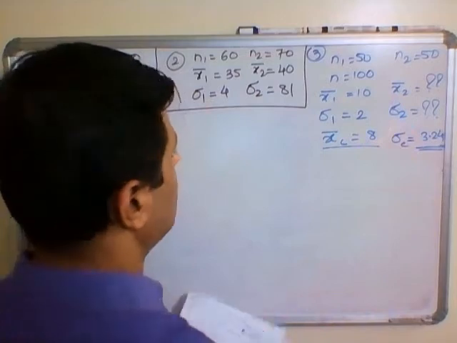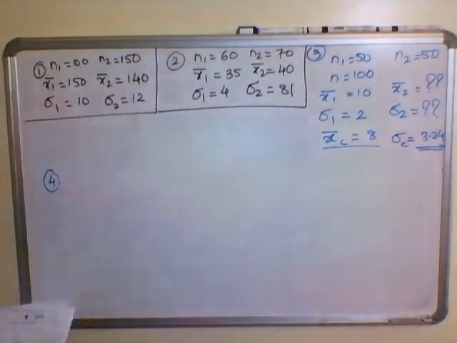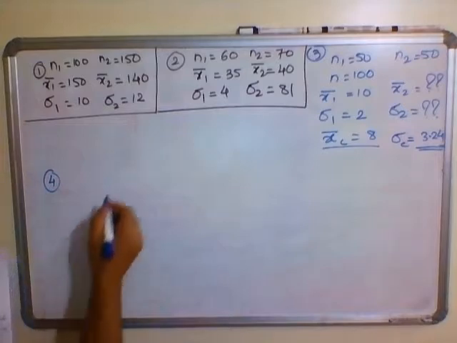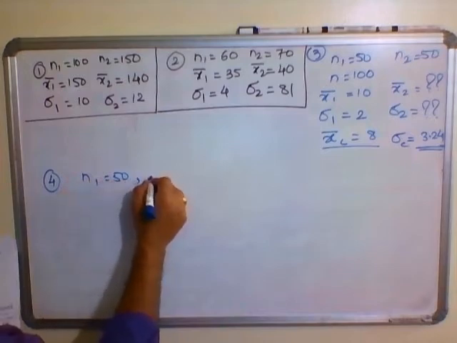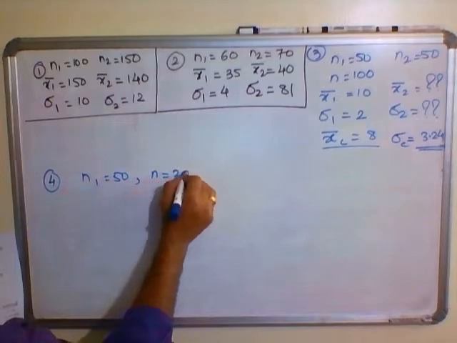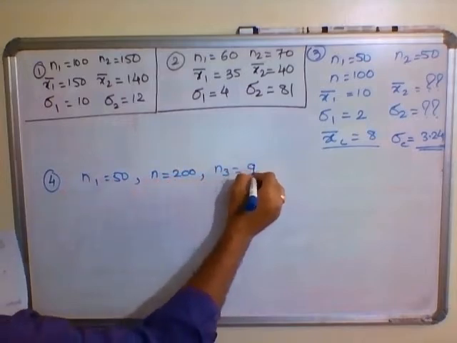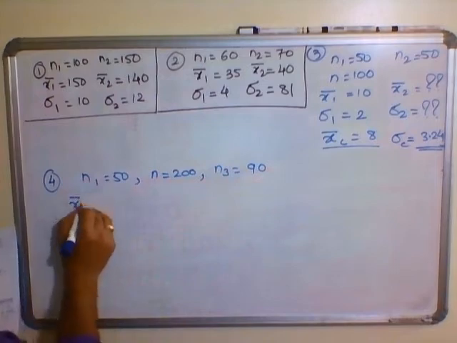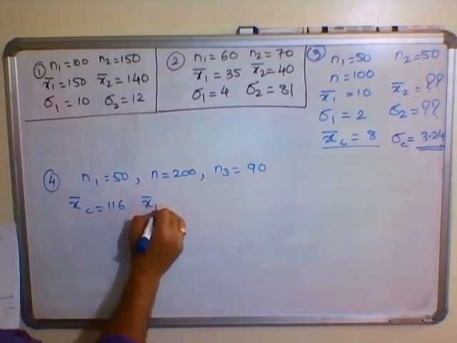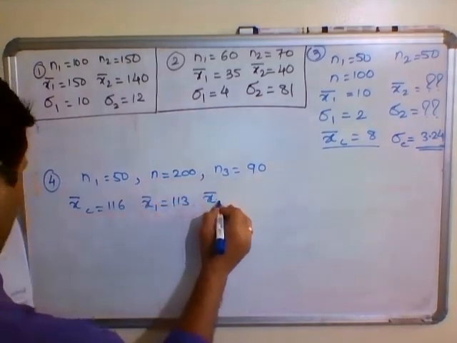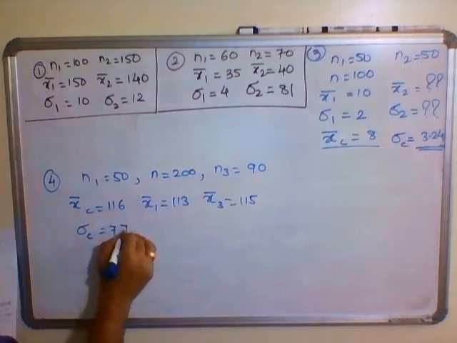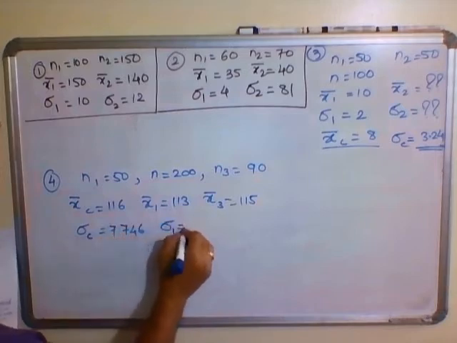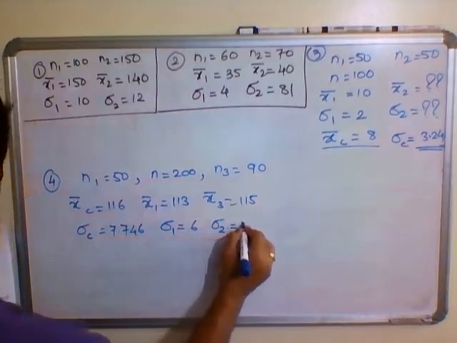Okay. Now the last sum for you to solve. Fourth sum. n1 is equal to 50. Then we have n is equal to 200, n3 is equal to 90. Then we have combined average as 116. Average of first data is equal to 113. Average of third data is 115. Then we have combined standard deviation as 7.746. Then the standard deviation of the first data set.